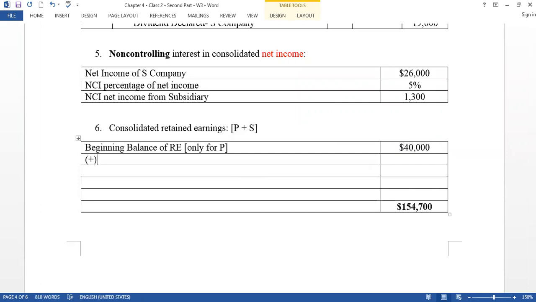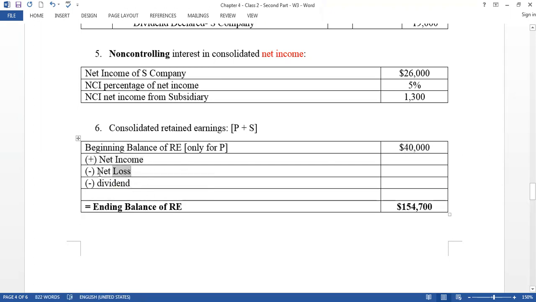Then we know that beginning balance plus net income, minus net loss, minus dividend, equals ending balance. This is the formula. I can write it first for you. Beginning balance plus net income. If we have a net loss, then minus net loss. If we have a dividend, then minus dividend, right?